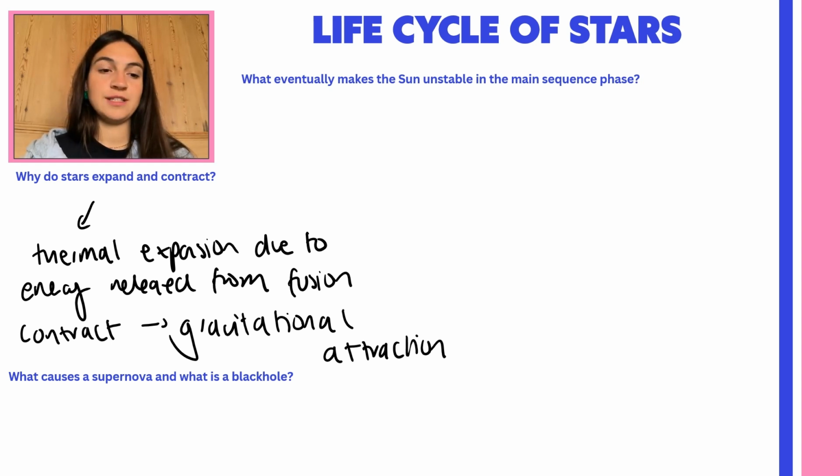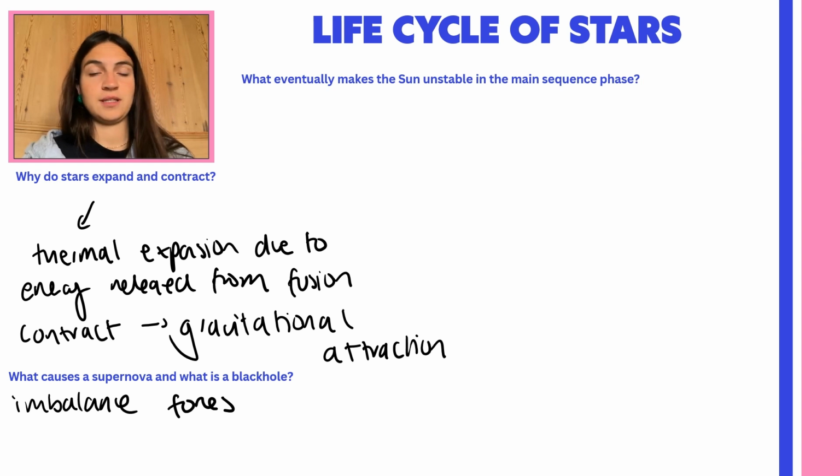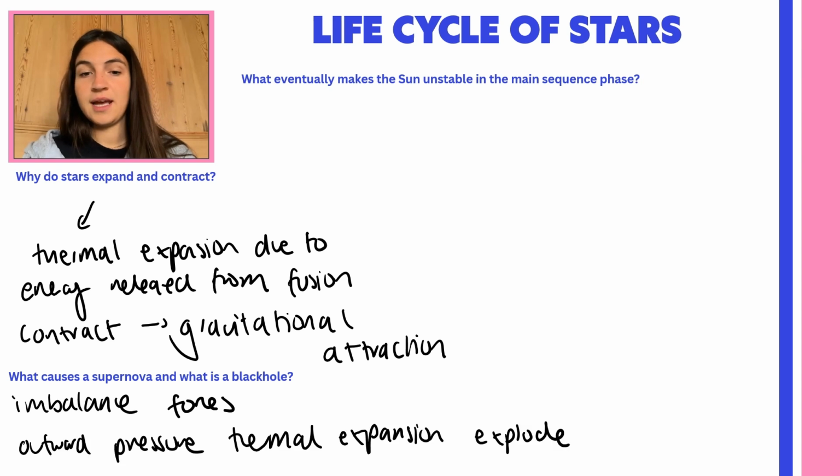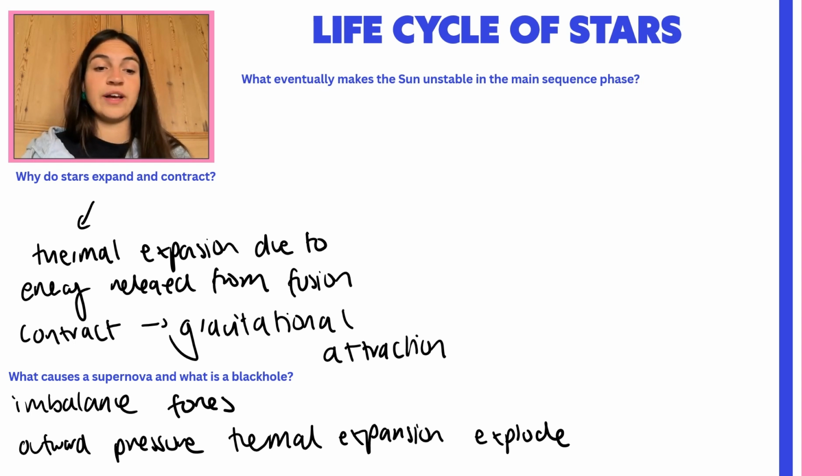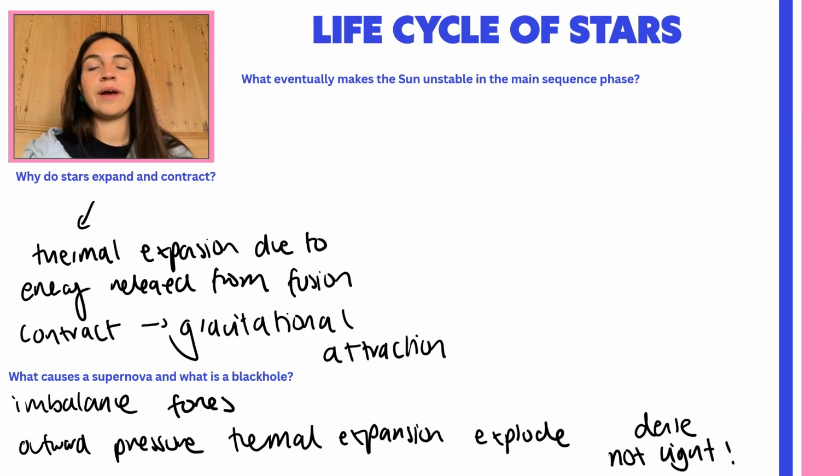Okay, next, what causes a supernova and what is a black hole? So a supernova is an imbalance of these forces, the thermal expansion and the gravitational attraction. And basically, eventually, the outwards pressure due to that thermal expansion just causes the star to explode, ejecting all of its outer layers. And it could leave behind a neutron star or a black hole, which is a point in space which is very, very dense, and nothing can escape from its gravitational attraction, not even light.